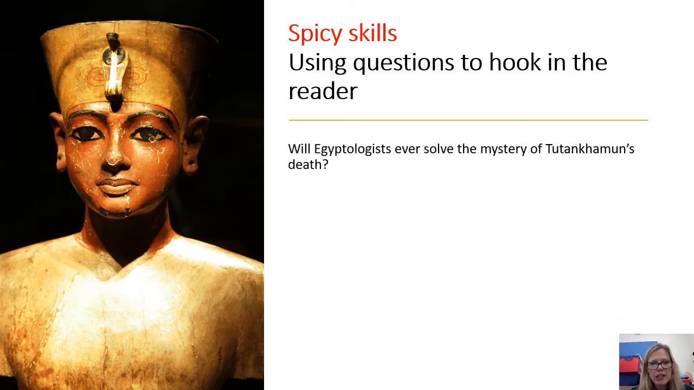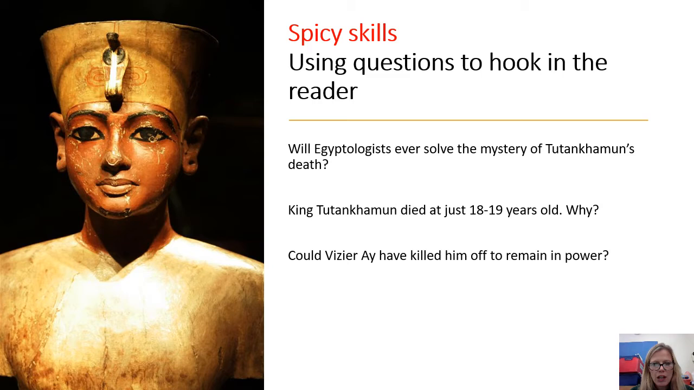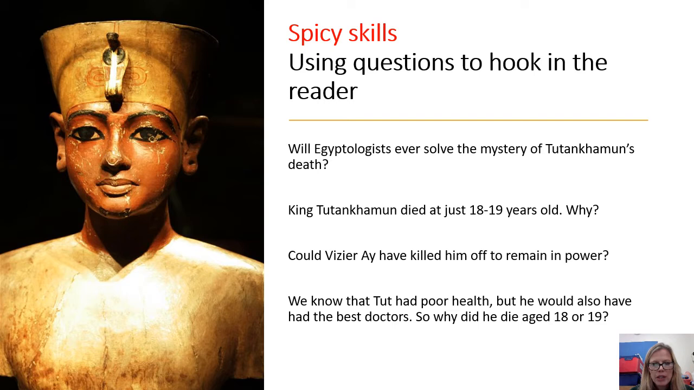Will Egyptologists ever solve the mystery of Tutankhamun's death? King Tutankhamun died at just 18 to 19 years old. Why? Could Vizier I have killed him off to remain in power? We know that Tut had poor health, but he would have had the best doctors. So why did he die aged 18 or 19?